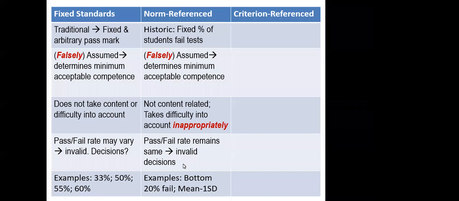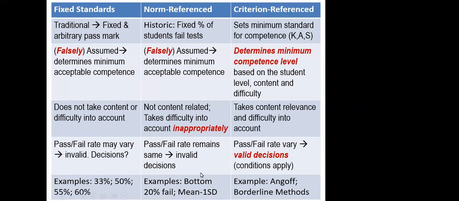Let us now move to criterion reference, criterion-based assessment methods. This sets the minimum standard for the competence you want your students to achieve. How much knowledge, how much skills, what kind of values. So it is dependent upon what the intended curriculum is, and what the learning objectives are, to perform or do. It determines the minimum competence level based on the student level, content and difficulty.